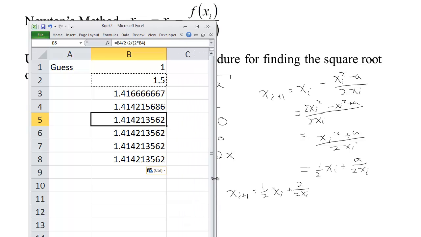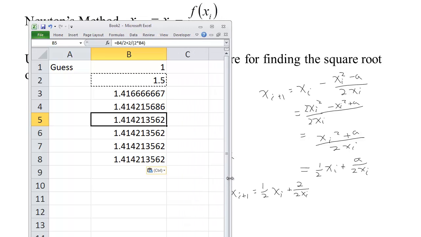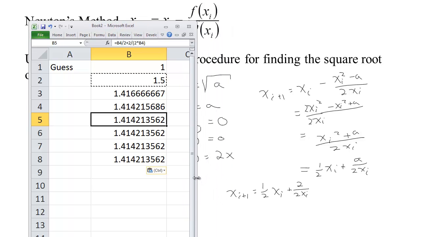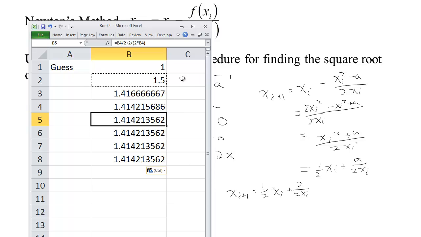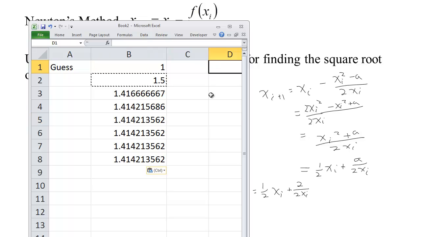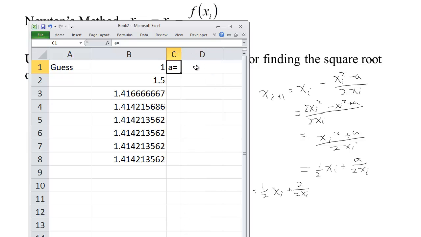And we could also set it up to calculate cube roots or fifth roots and so on. We could also set it up to calculate the square root of any number. What we would need is a cell that would hold our value of a. So let's say we're going to have a be in here. So maybe we'll set it up with 3 as the value for a. I just have that stored in this cell.